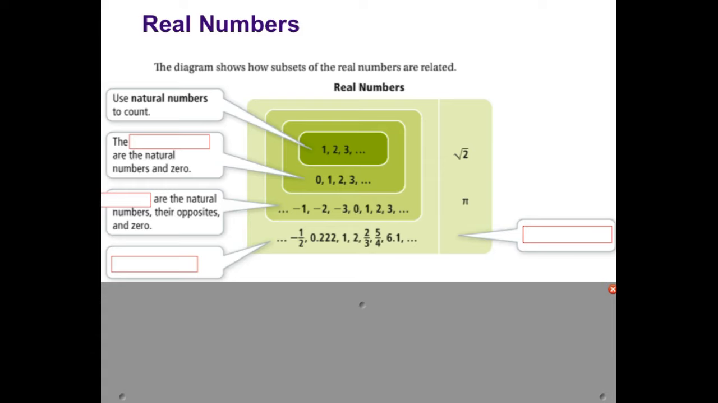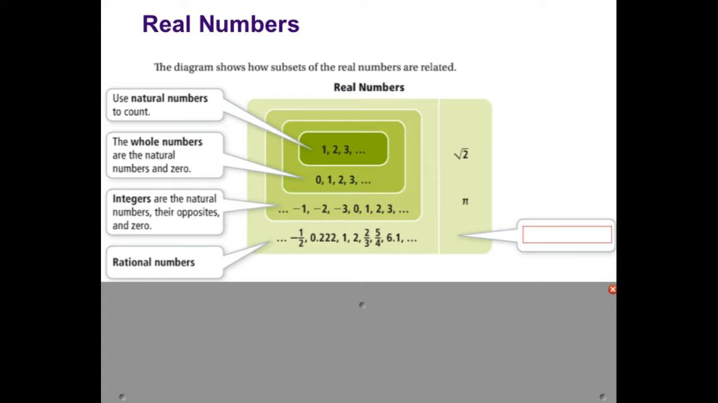The next one we have are whole numbers, and whole numbers are natural numbers and zero. So it's the exact same thing as natural numbers, but there is a zero. A zero is included in that set as well. After that, we get into integers. Integers are the natural numbers and their opposites and zero. So this is where you get -5, -4, -3, 0, 1, 2, 3, all those numbers.